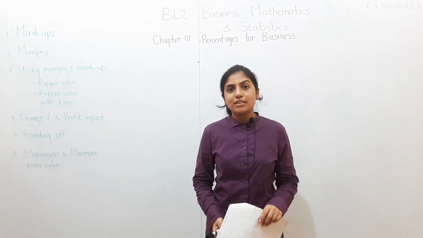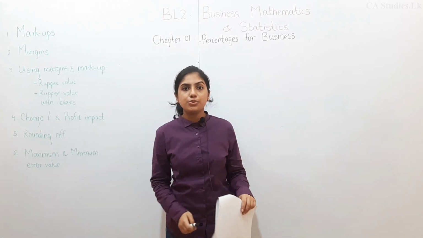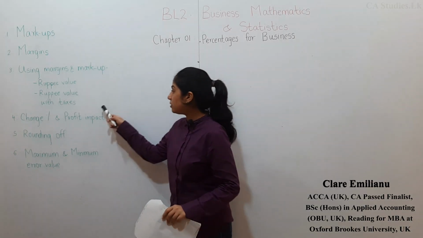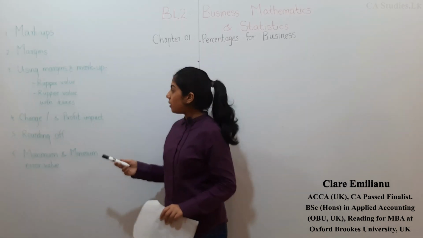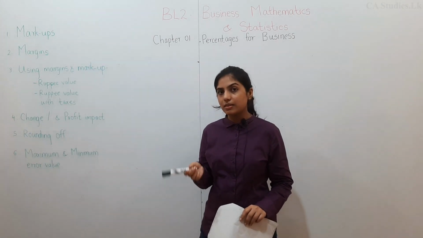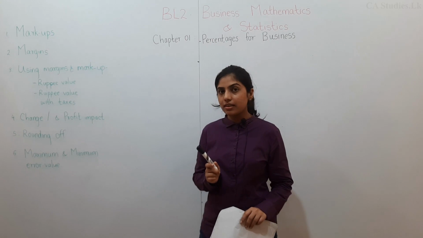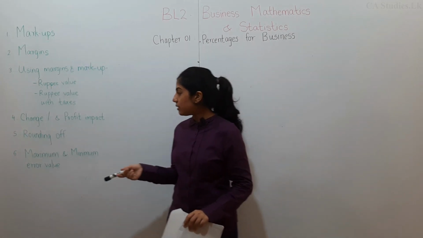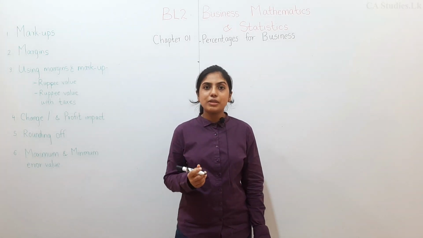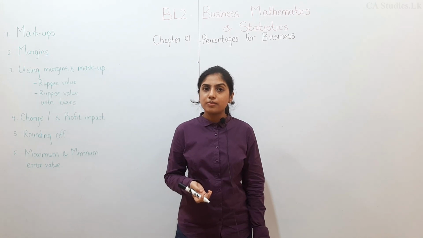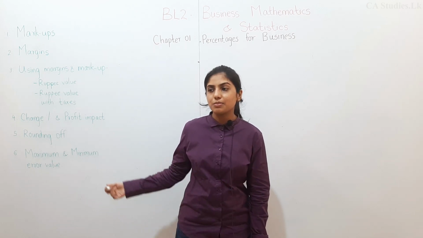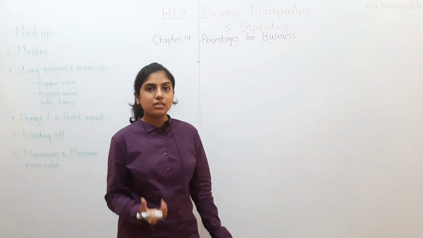Welcome back. So today also we will be continuing the first chapter. What we did so far was up to rounding off. We have covered change percentage and how to find rupee value using margins and markups, and we have learned what they are. So now we are in the final section, maximum and minimum error value. It is a little bit connected to rounding off. These are very mathematical, it's not accounting related or anything.